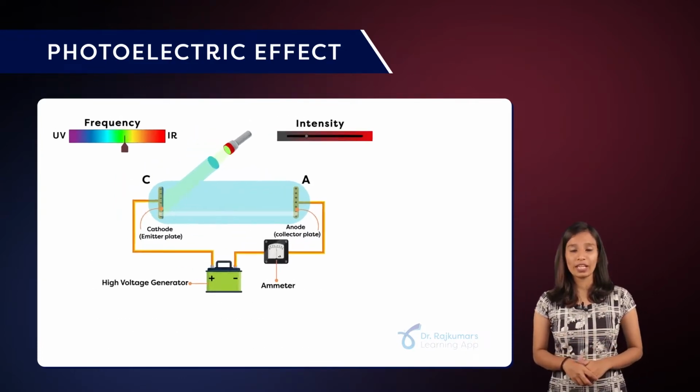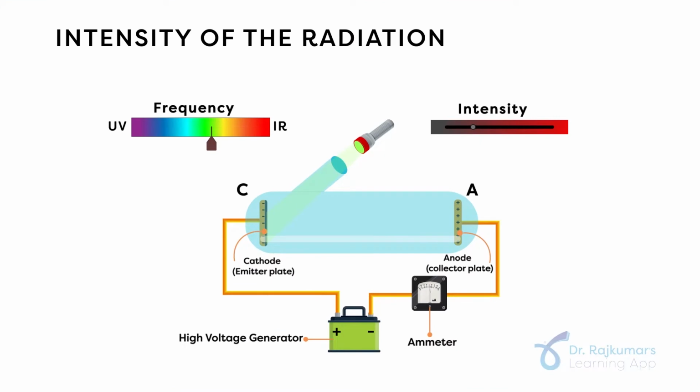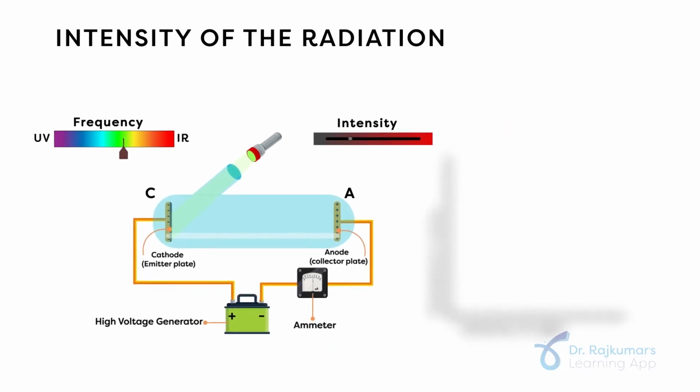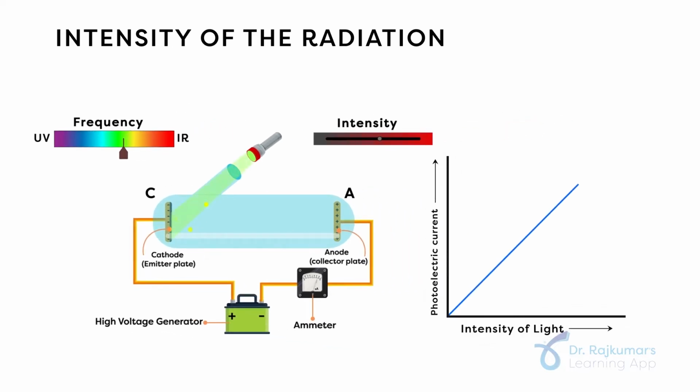Let us start with the intensity. It was observed that photocurrent was directly proportional to the intensity of the incident light. That means whenever the intensity of this incident light was increased, the photocurrent also increased. So the graph of photocurrent versus the intensity is a linear graph.